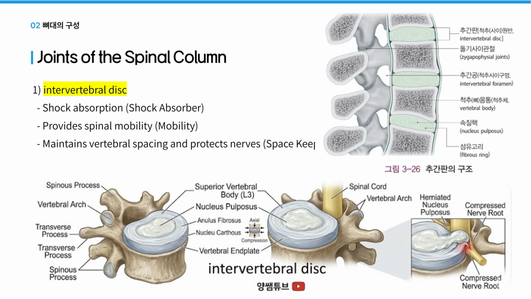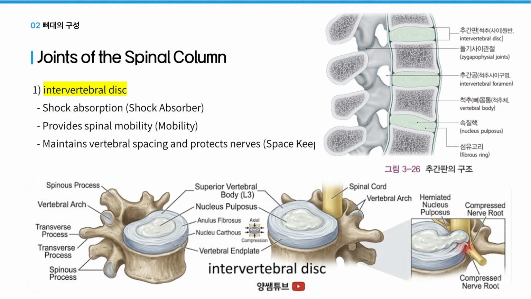Now look at the structure. On the outside is the annulus fibrosus, the tough fibrous ring, and on the inside is the nucleus pulposus, the soft gel-like core. When the annulus fibrosus tears and that nucleus pulposus pushes out backward, it presses on the nerve root, and that's what we call a herniated disc, or HNP. This is why patients come in with lower back pain radiating down the leg.